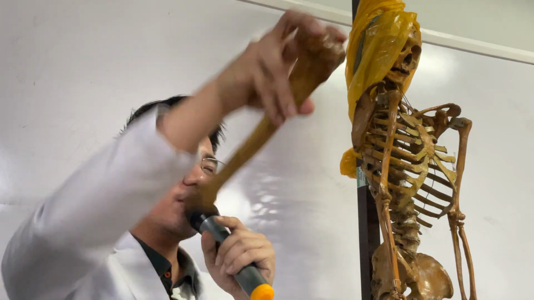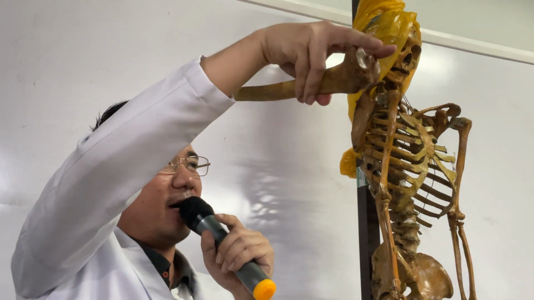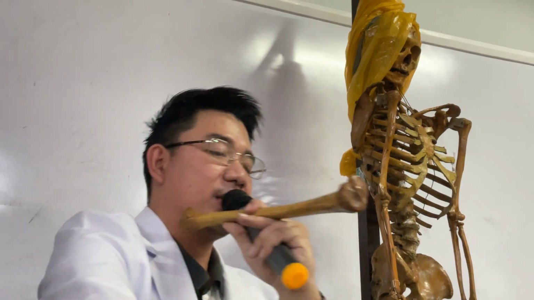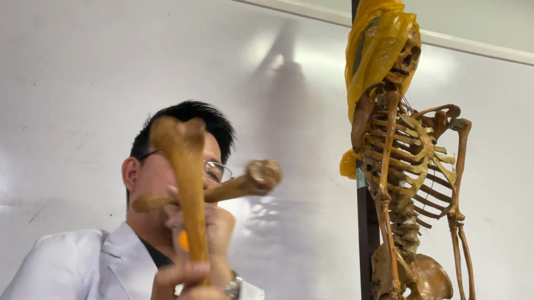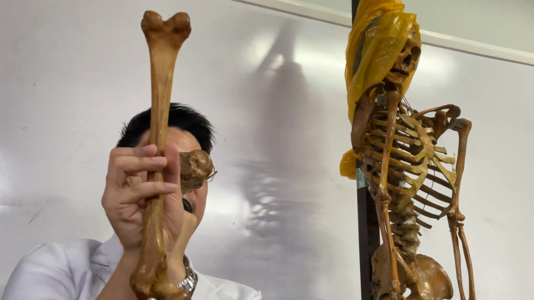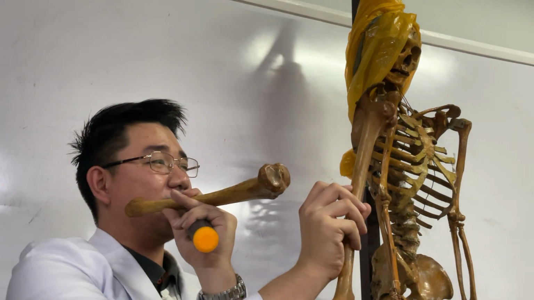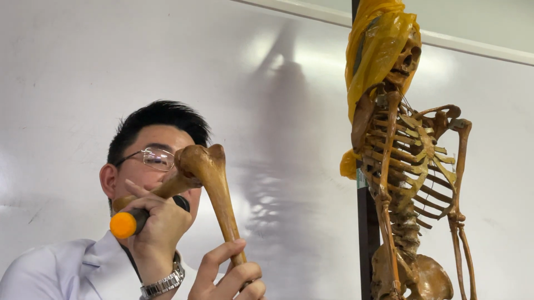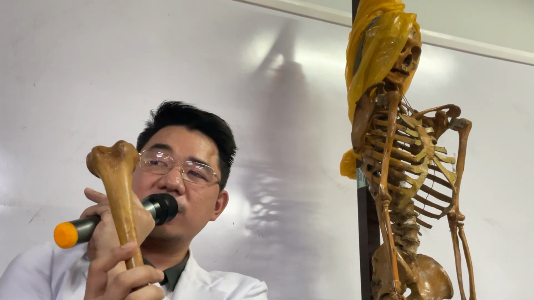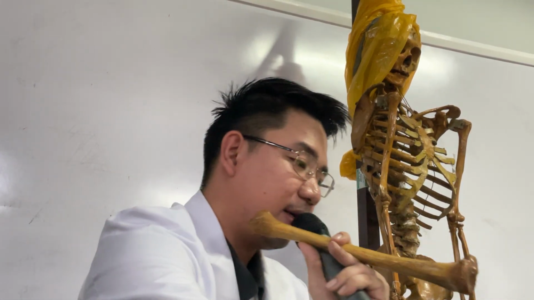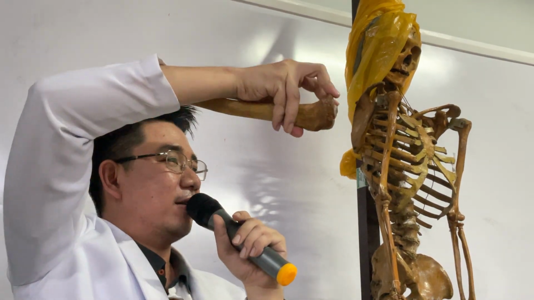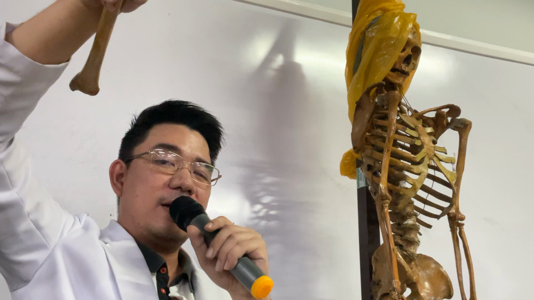Here in the top, you have two surfaces, and these two surfaces articulate with your condyles, the medial and lateral condyles of the femur. So it goes there. What is this area called? You have the medial and the lateral.